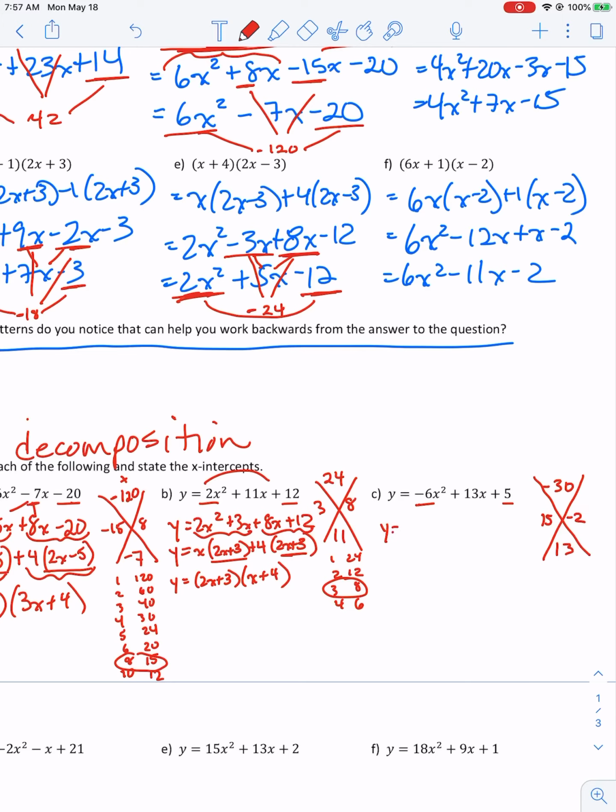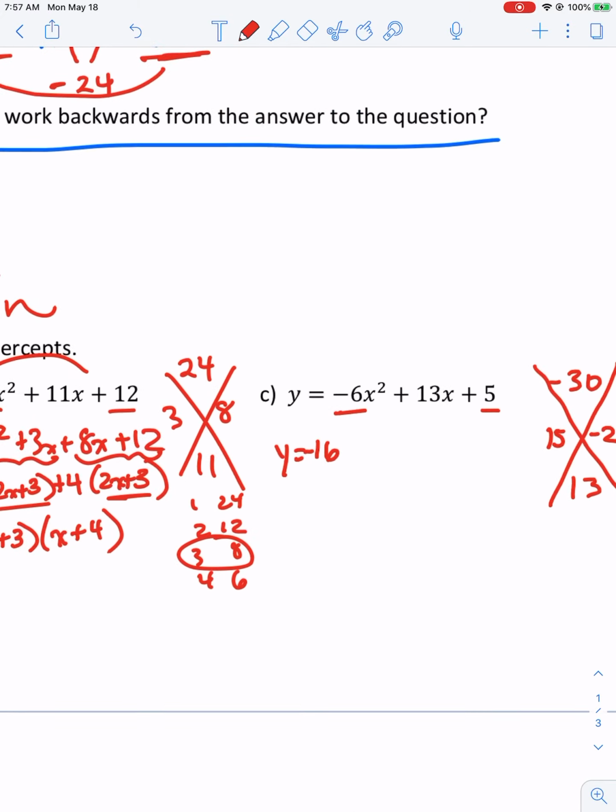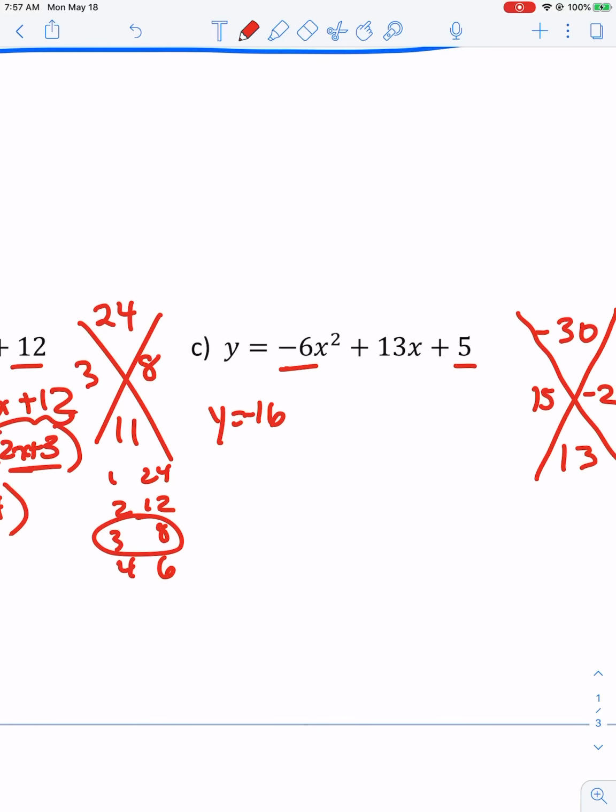So then y equals minus 6x. I'm going to make it bigger again. Minus 6. Let me erase that. So minus 6x squared plus 15x minus 2x plus 5.